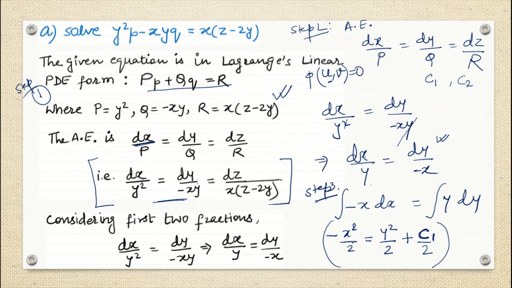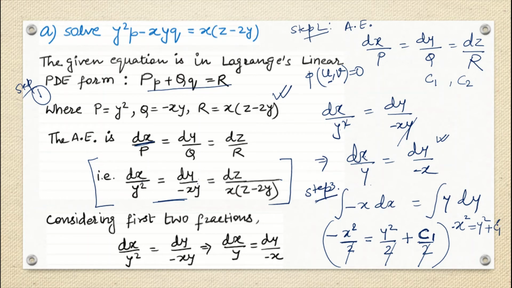Because I can see that here the left hand side also has denominator 2, and the right hand side also has denominator 2. So if I make the denominator of C1 also 2, then I can cancel out these denominators, which are 2, right? That means I can write down minus x square equals y square plus C1, or you can give some other name, C1 dash or C2 or C3 or C4.